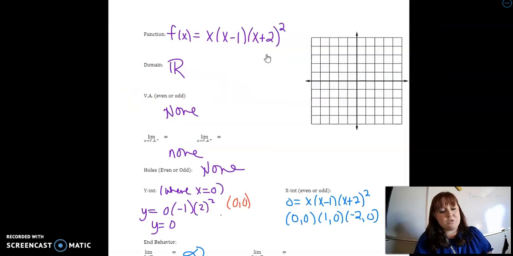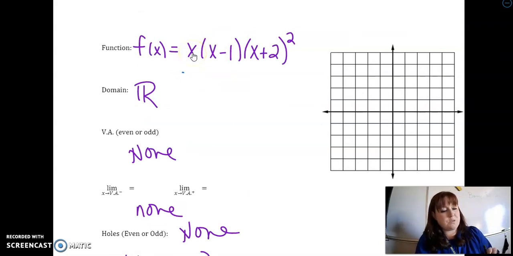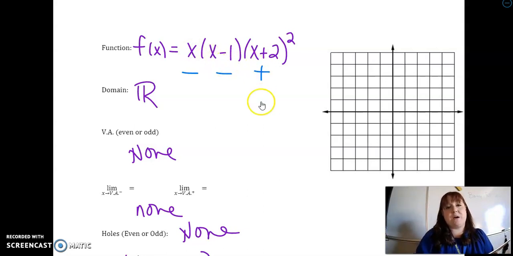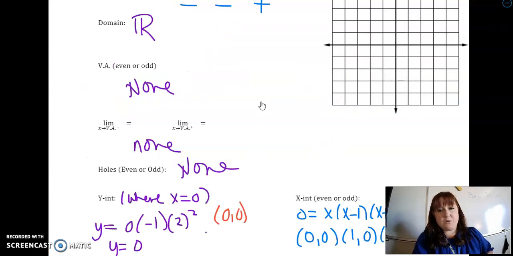What happens when I put a huge negative number in here, though? So I get a negative number times a negative number times a positive number. So what's going on with that? Well, a negative times a positive would be a positive number. So when x is going to negative infinity, I'm also going to positive infinity, right? So we can come up here and we can sketch this.